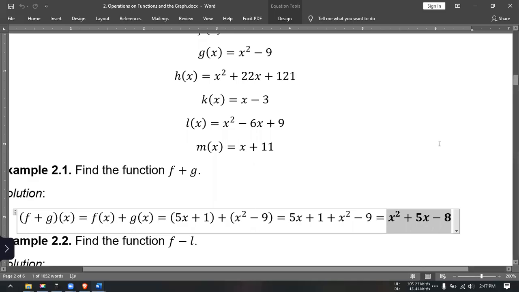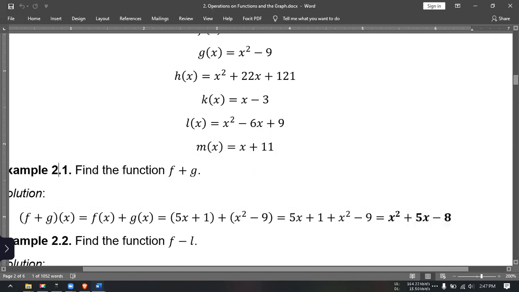Ayan, that is for number 1, no? Repeat, ulitin ko lang, para kasama siya sa recording natin.